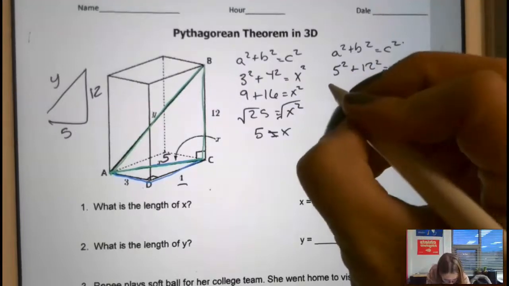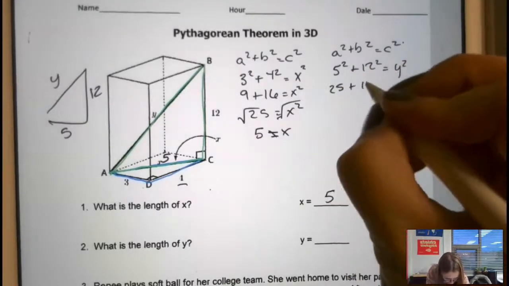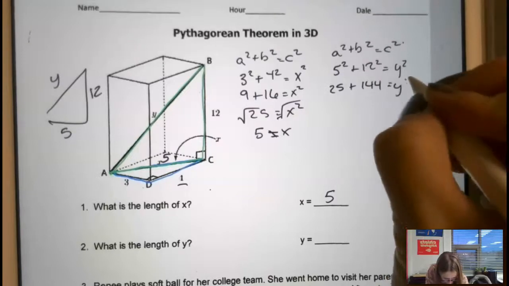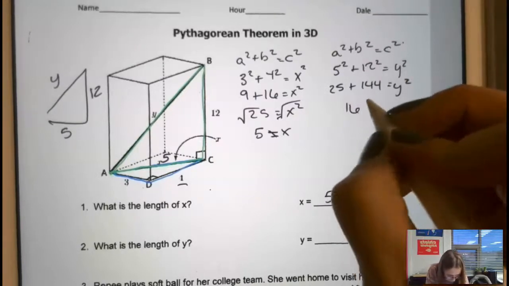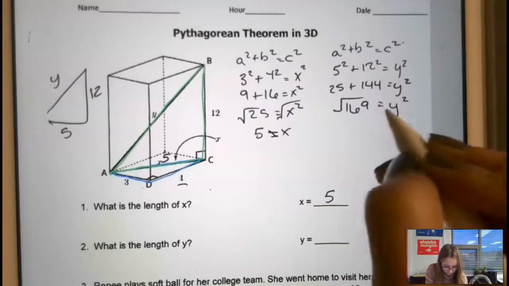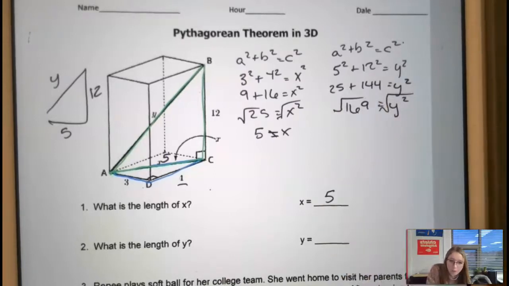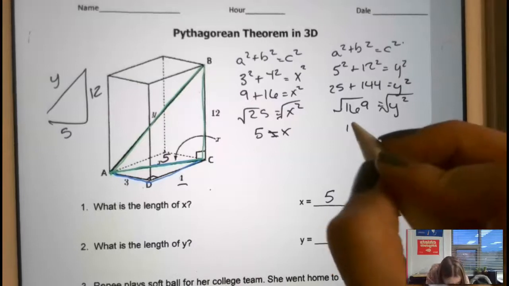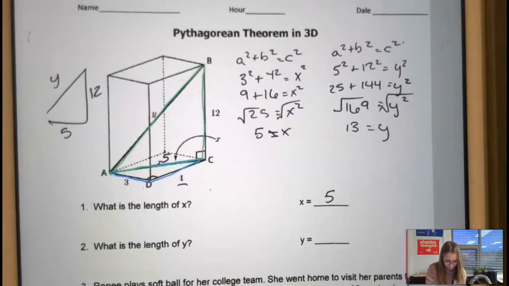Here we go. Let's simplify that. 25 plus 144 equals y squared. That equals 169. And take that square root as our last step. And looky there, we got another perfect square. So 13 equals y. So there we go.